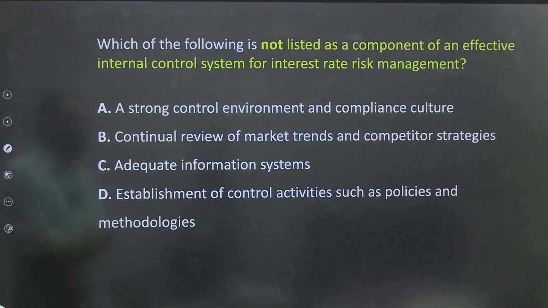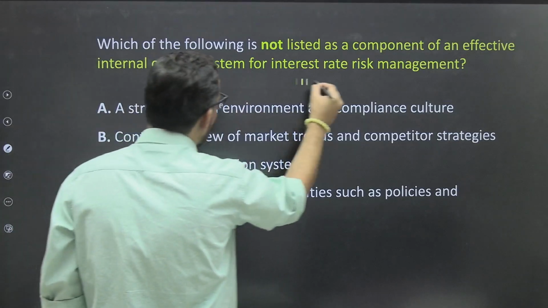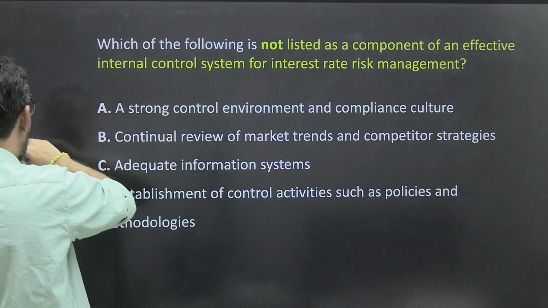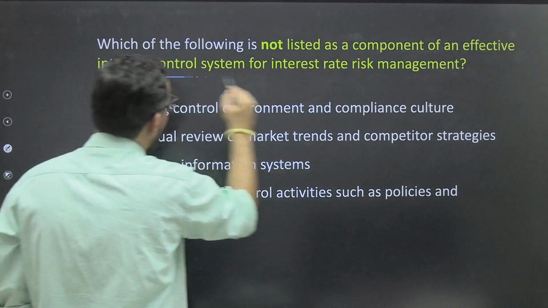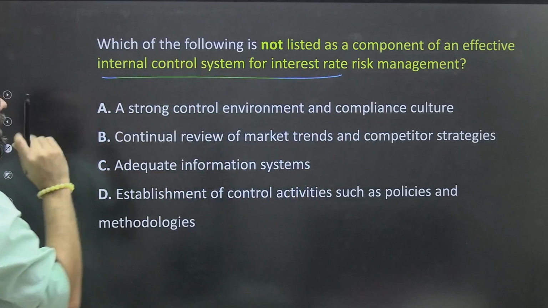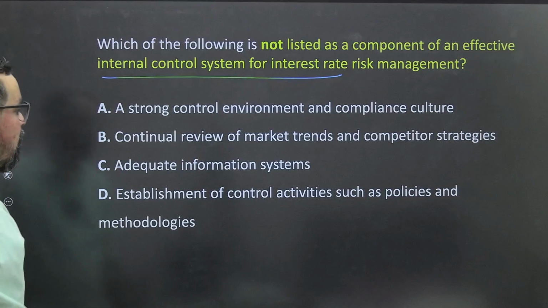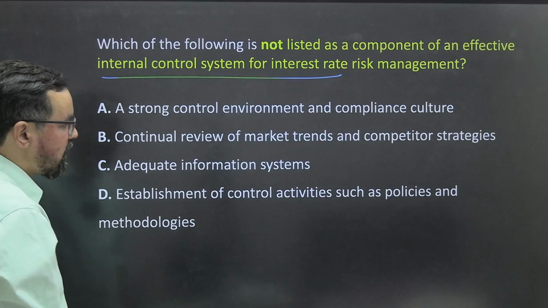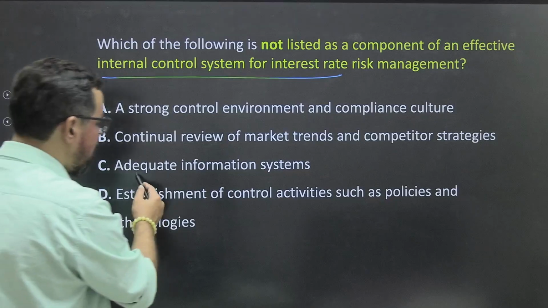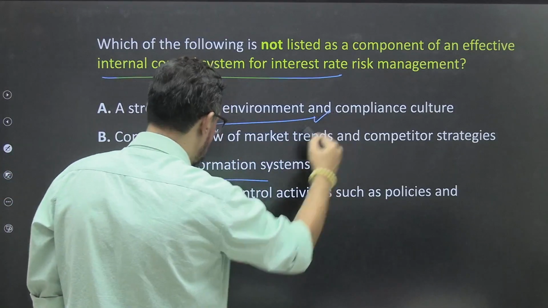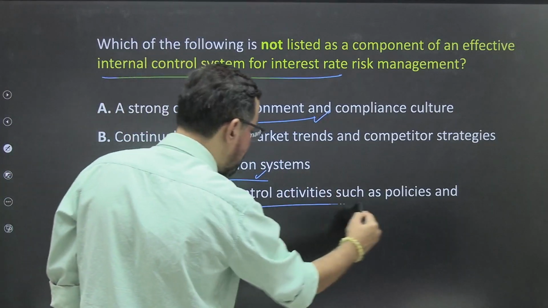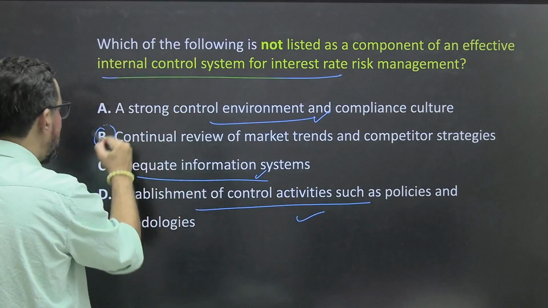Which of the following is not listed as a component of an effective internal control system for interest rate risk management? A strong control environment and compliance, continual review of market trends and competitors' strategy, and an adequate information system are required. Establishment of control activity, this is required. So option B will be the right answer.